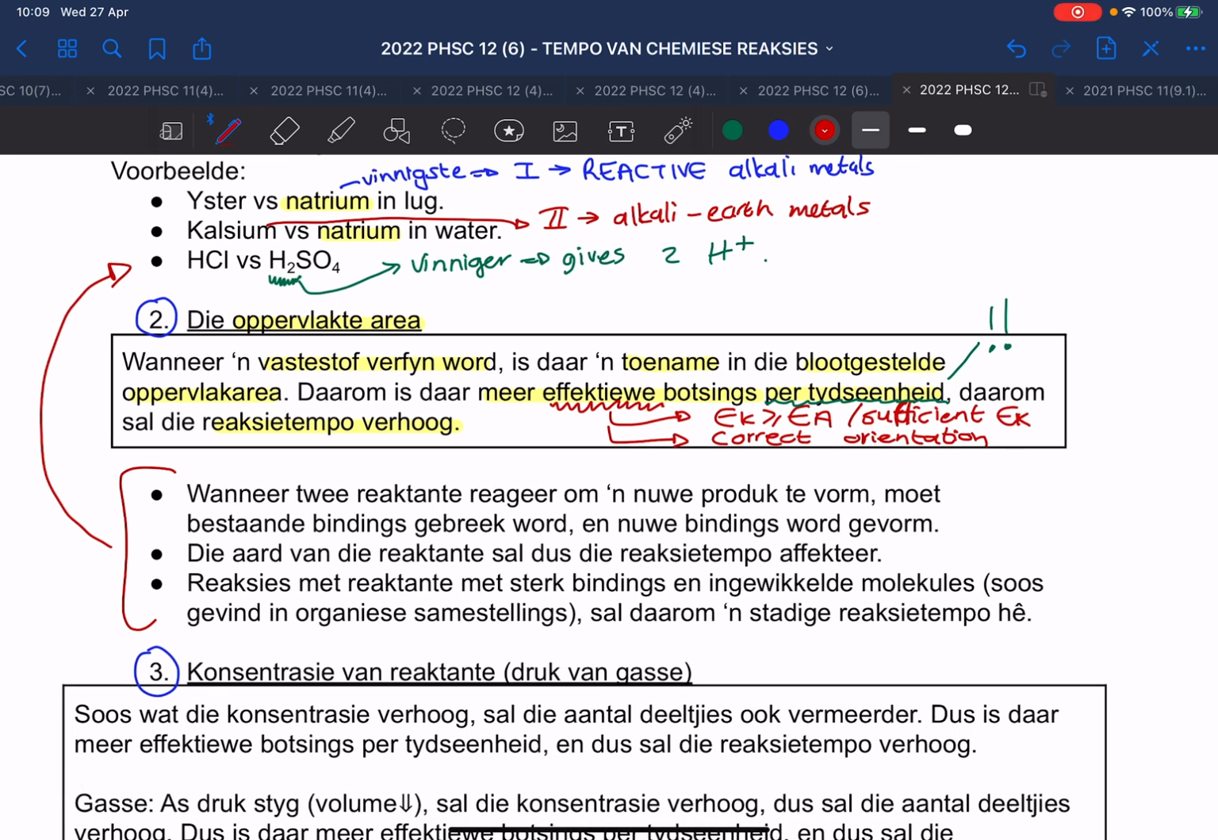Okay? The nature will influence it. Those that have strong bonds and complex molecules gaan stadiger reaksietempos hê. Okay? And these complex molecules is like in organic chemistry and organiese chemie, daai wat klomp takke het, those have a lot of side chains. We said it will burn slower, the fuel. The rate of reaction will be slower.